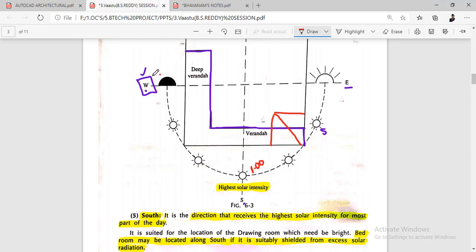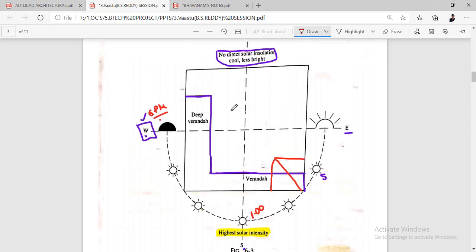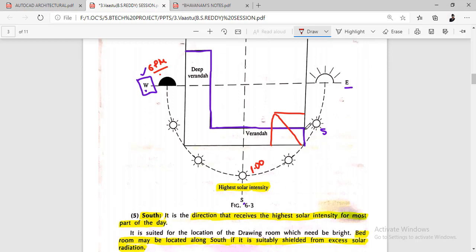So see this, whenever the sun comes to the west, it will be mostly 6 p.m. in the evening, so this is not a very hot place. If you come to here, why are we placing the veranda? See this, in the east side, whatever sun rays are falling here are not that harmful. If you come to the south side, this is the hottest place, so that's why we need to provide verandas here.